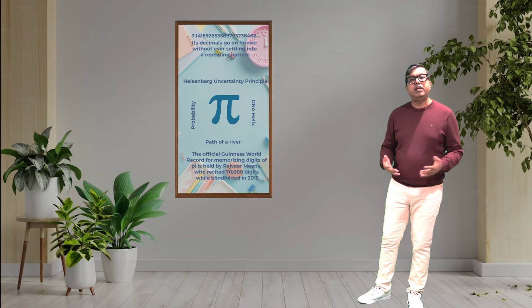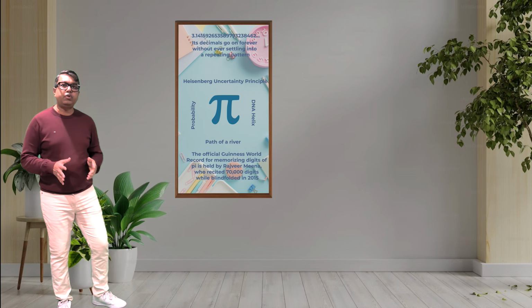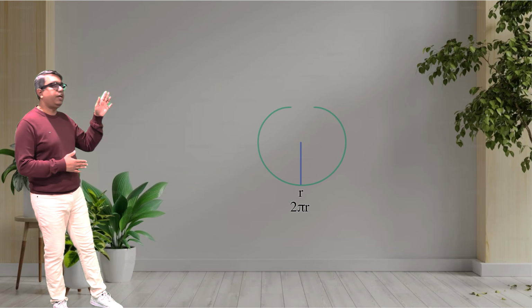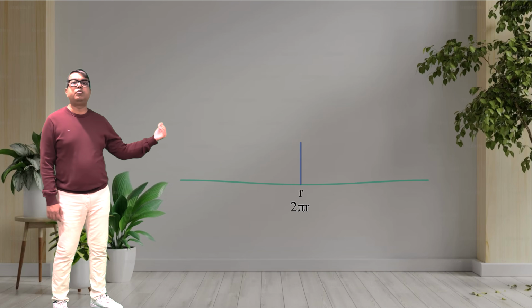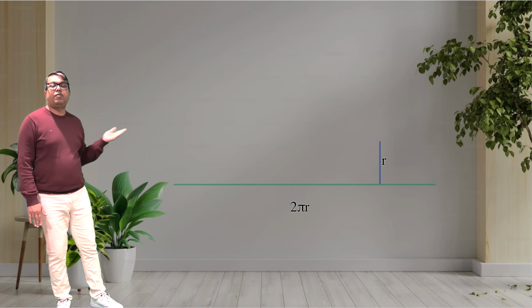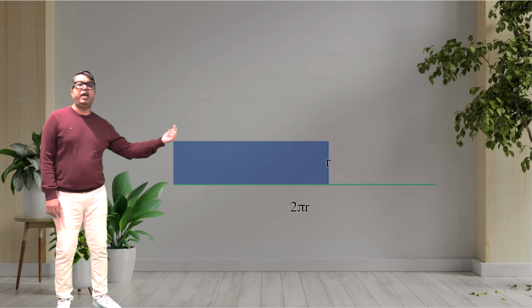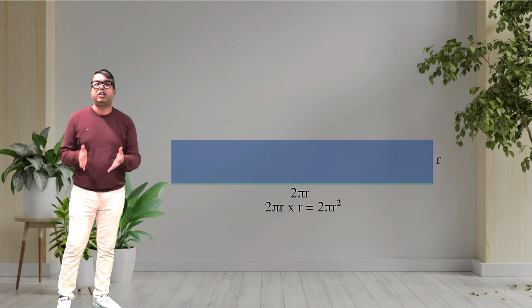Now, since we know pi, let's go and visualize the area of a circle. Let's take a circle, cut it open and lay it flat. It will make a line of length 2 pi r. Now, on this line of length 2 pi r, if I was to move radius r from one end to another, it will form a rectangle. It will paint a rectangle.